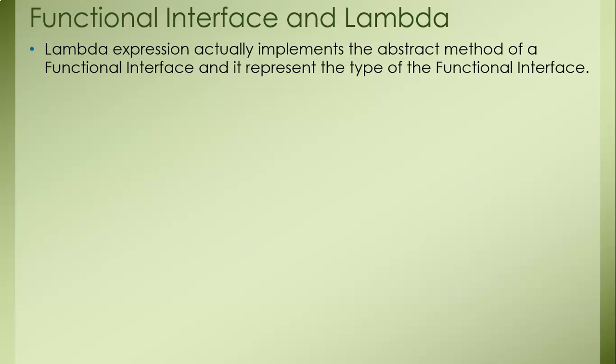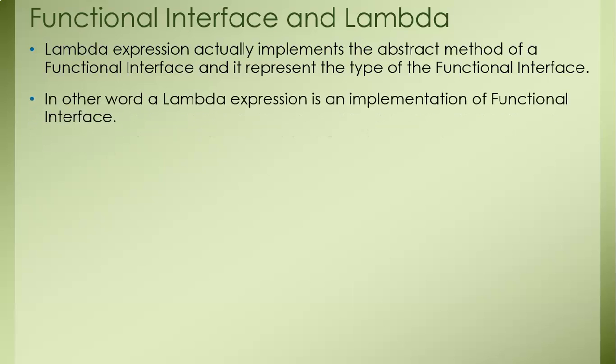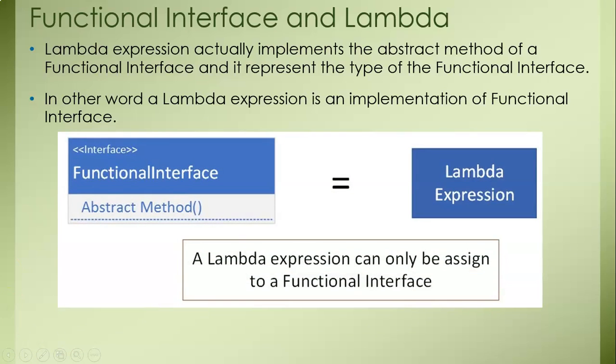A lambda expression is applicable in the context of a functional interface only. A lambda expression actually implements the abstract method of the functional interface. It is actually the implementation of a functional interface which has only one method. So here is a functional interface as a type, and we have the lambda expression, and you must remember, the lambda expression can only be assigned to a functional interface. It can only implement a functional interface and nowhere else.